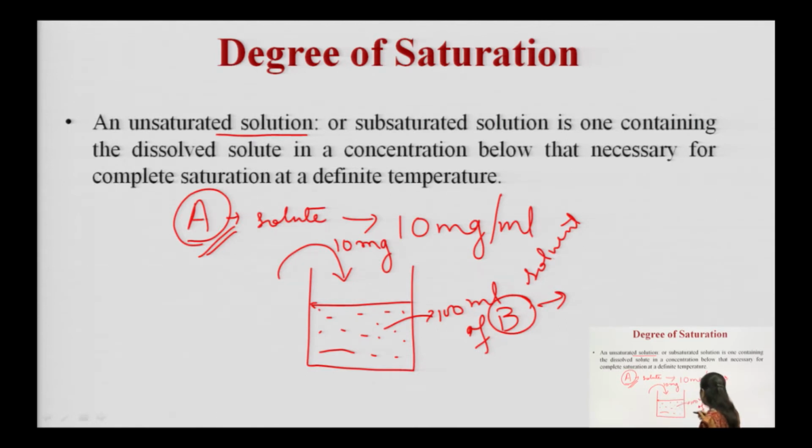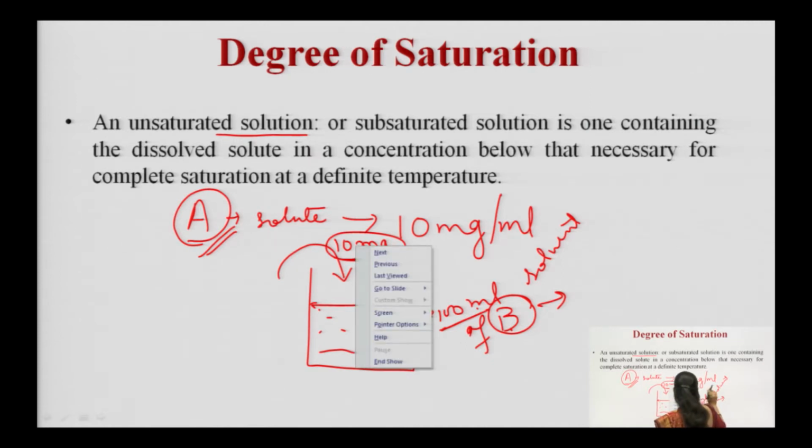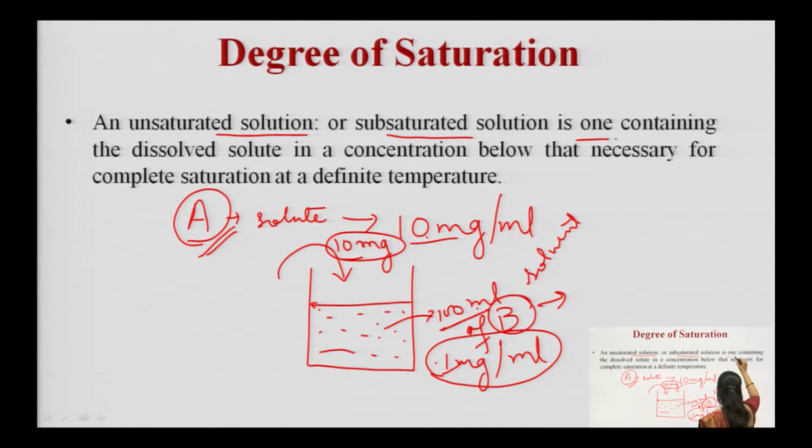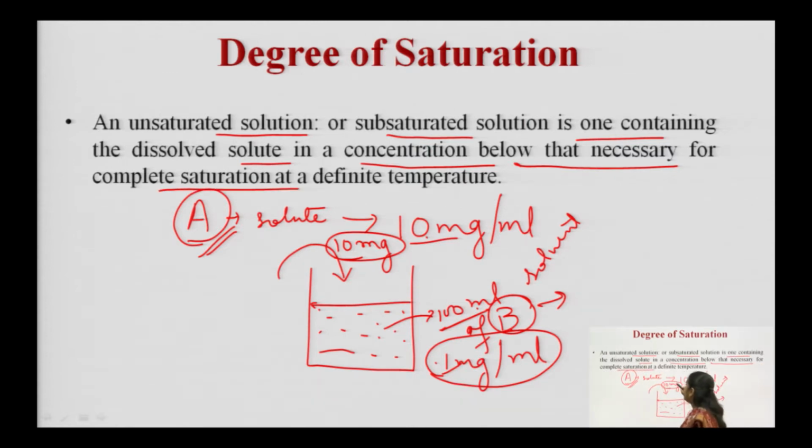So, now we can say that in 100 ml of solvent B we have 10 mg of drug. That means the concentration in 1 ml will be 0.1 mg per ml. And this 0.1 mg per ml is much less than 10 mg per ml. So, we can say that an unsaturated solution, which can also be called a subsaturated solution, is one which contains dissolved solute in concentration much below that necessary for complete saturation at a defined temperature.